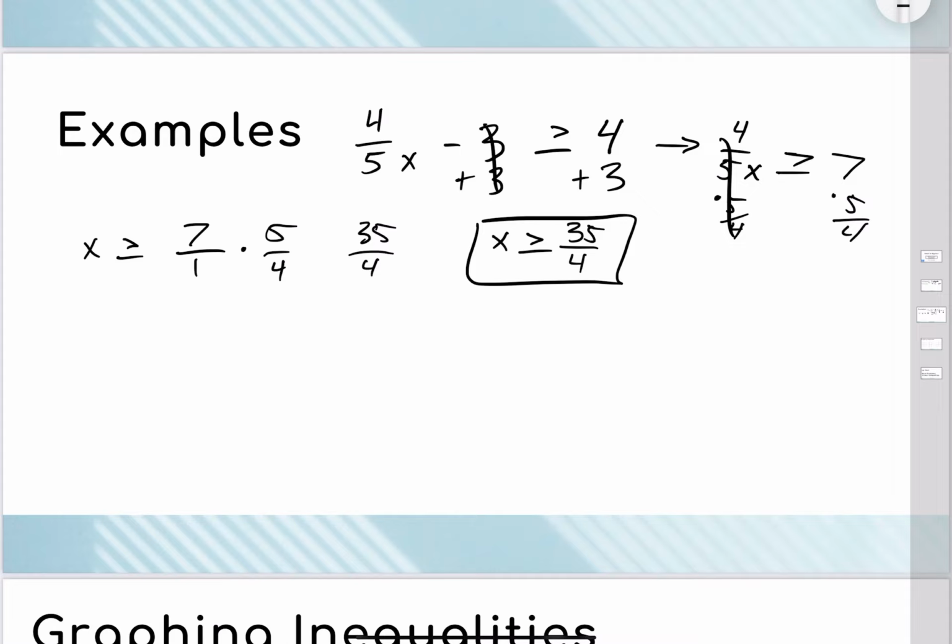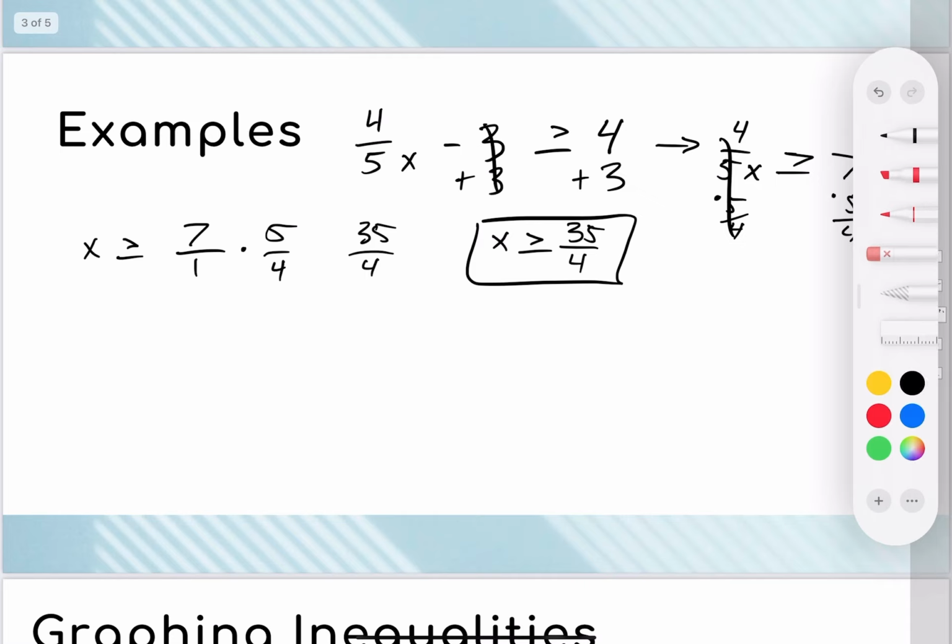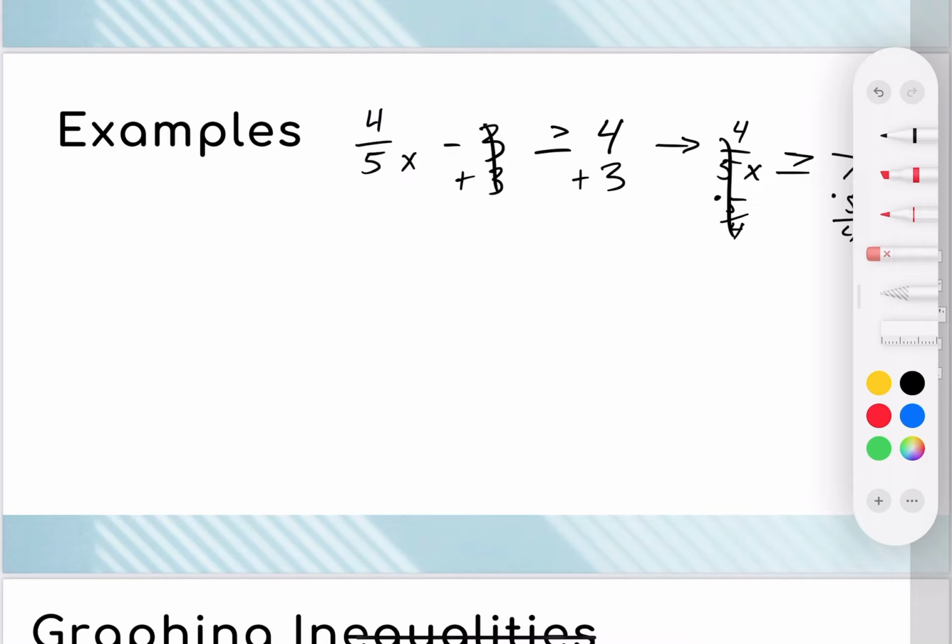All right, let's go ahead and do one more example, and this will show you a rule that really distinguishes inequalities from linear equations when it has to do with multiplying and dividing by a negative number.